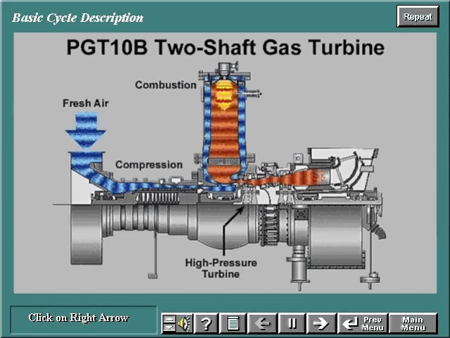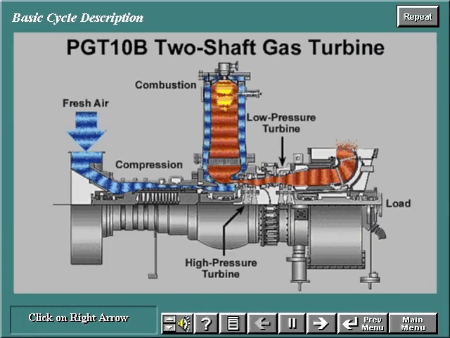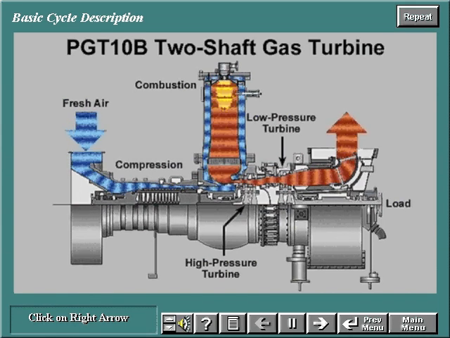The hot gas is further expanded through the low-pressure turbine that drives the load equipment. Finally, the combustion gases, now at a low pressure and temperature, are discharged into the atmosphere.